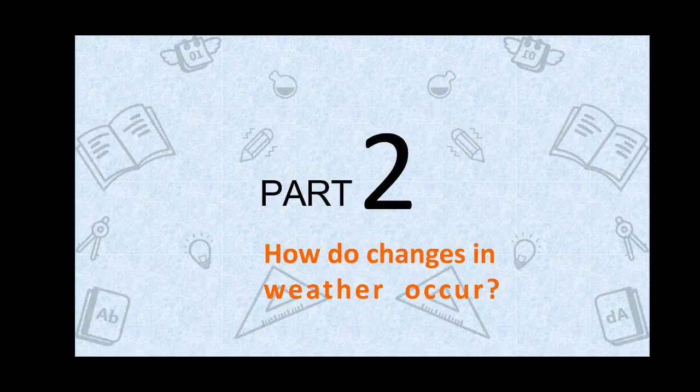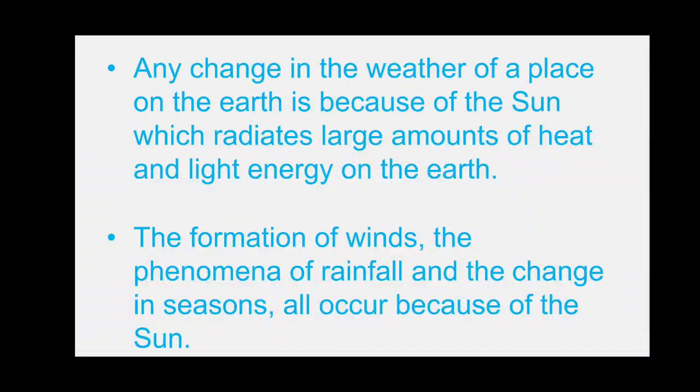Next we have to know how changes in weather occur. How does it change? In the morning it's so cool, and in the afternoon it's very hot, and in the evening again it's partly cool. How do the changes occur? Any change in weather of a place on the earth is because of the sun, which radiates large amounts of heat and light energy on the earth. The formation of winds, the phenomena of rainfall and the change in season all occur because of the sun. So all changes in weather are caused by the sun.